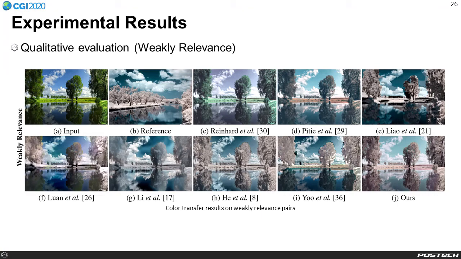In weakly relevant pairs, GCT methods shown in figures C and D tend to fail. LCT-based methods usually reflect the reference colors well, but some methods, as shown in figures E, F, G, and I, produce results with unnatural artifacts. The result from H shows a preferable result in terms of color reflection, but artifacts can be found in their results. Our method shows the best result with moderate color reflection as well as content preservation.